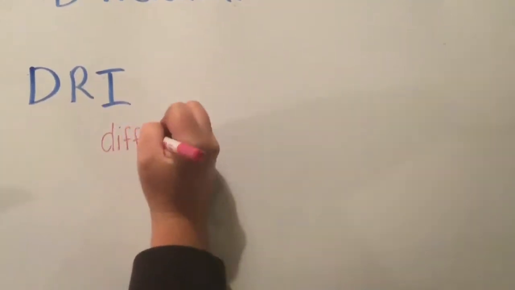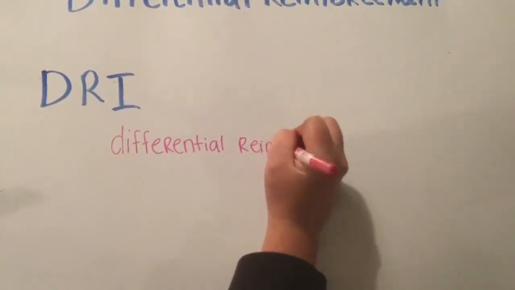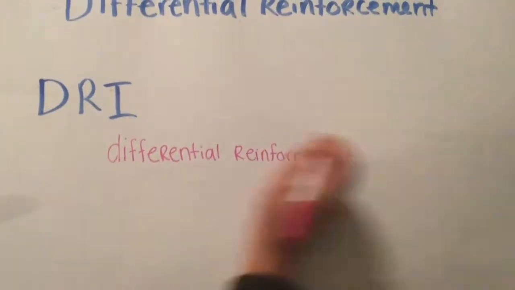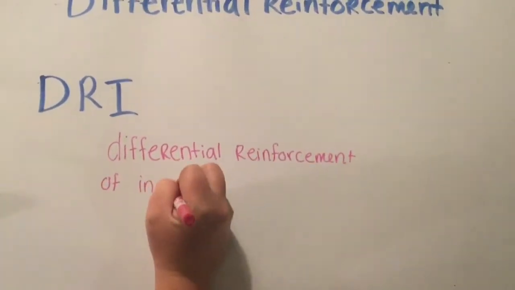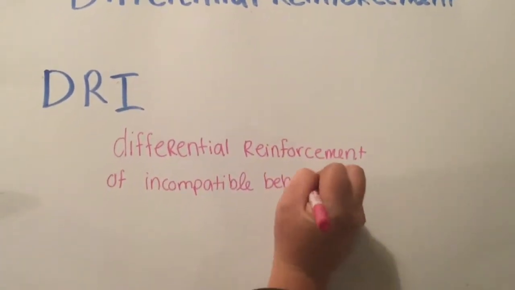The next term is DRI, which is differential reinforcement of incompatible behavior. For DRI, you would reinforce a behavior that cannot happen at the same time as the unwanted behavior.